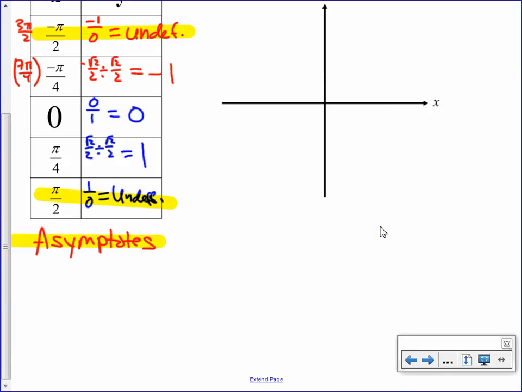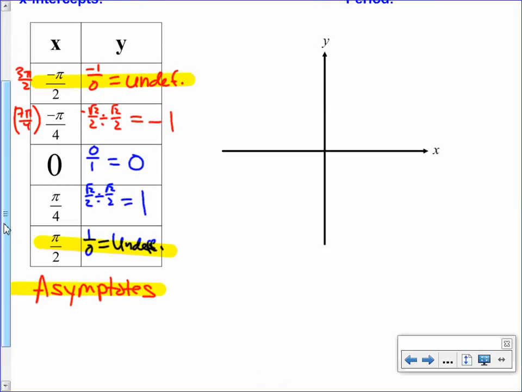Here we go. So whatever is highlighted is an asymptote. When you highlight an asymptote, you can do a dashed line. Okay? Or you can use your highlighters to do asymptotes. Basically, it's not part of the graph. The graph does not exist there because at that point, it's undefined.